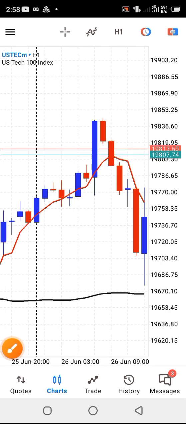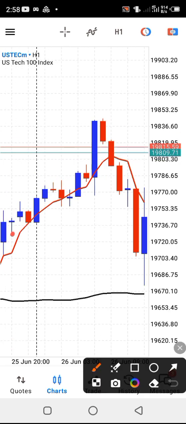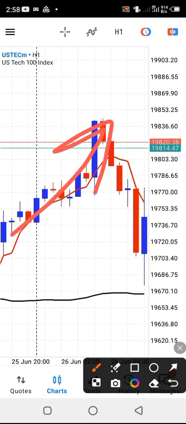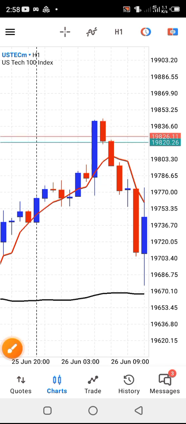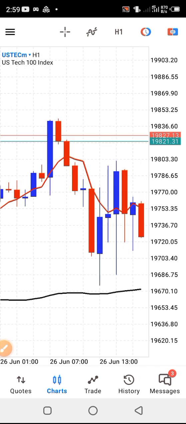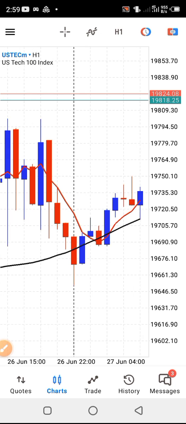So let's see. Look at the trade you would have caught. The price kept moving up to this point. You just manage your trade in the upwards direction. Please follow me, because you are going to get value with this strategy. It's very simple but very powerful. Okay. All right, so let's see what happened.